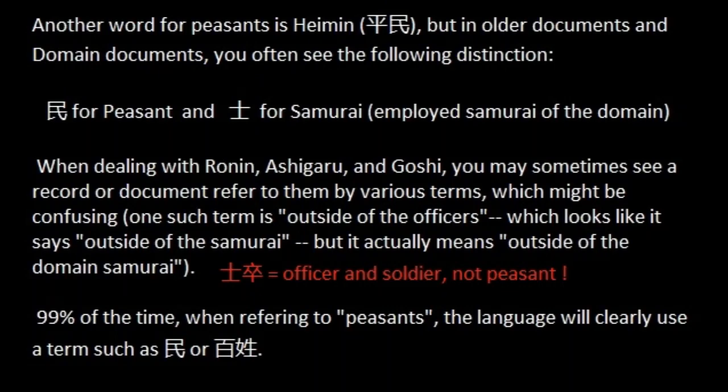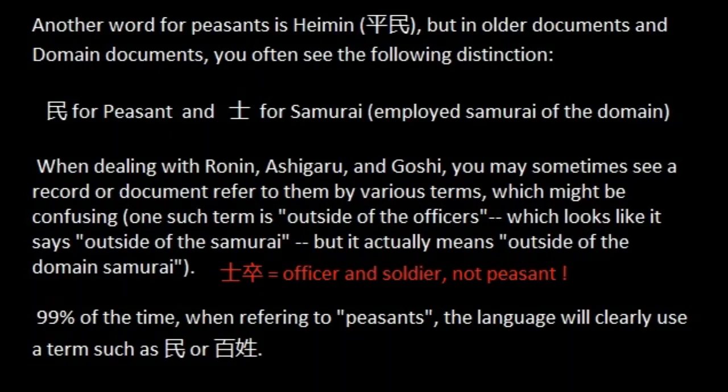But you have to be very careful, because I have seen people make the following mistake. You see the kanji in red? That means officer and soldier, the samurai and the ashigaru. It does not mean samurai and peasants. If you're reading an old document dealing with ronin, ashigaru, and goshi, you may sometimes see a record refer to them by various terms, which might be confusing.